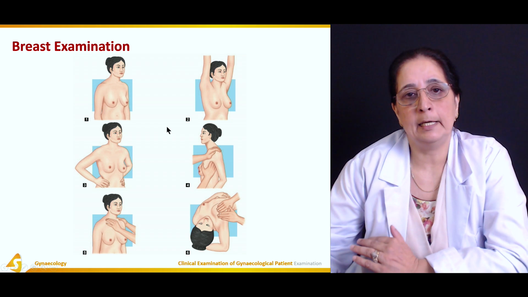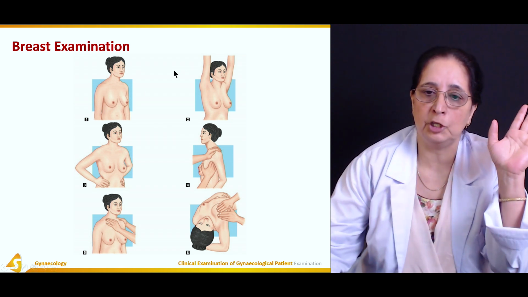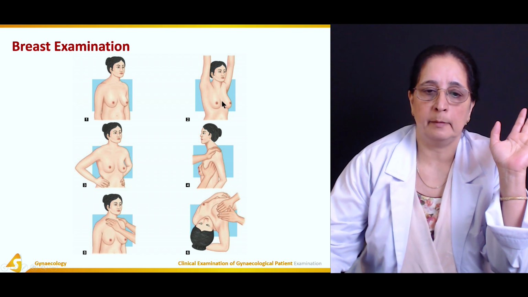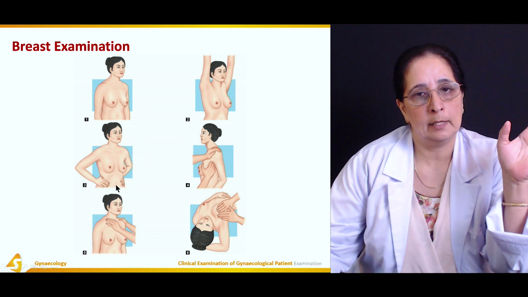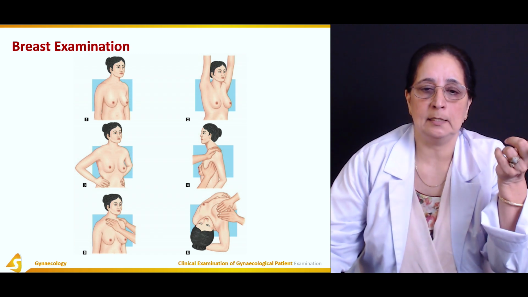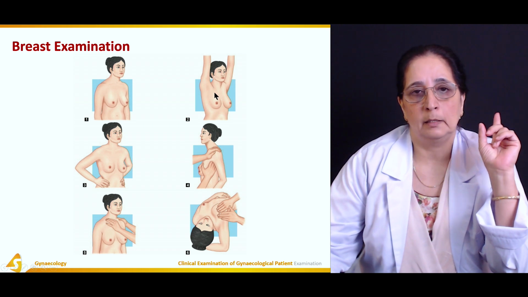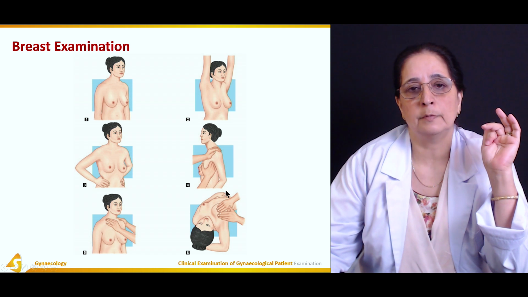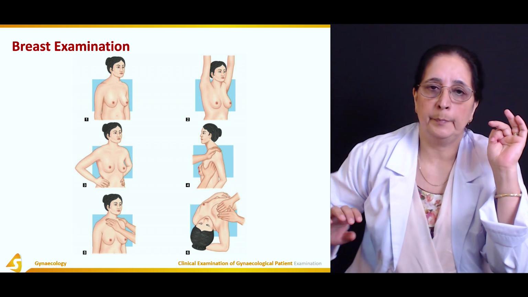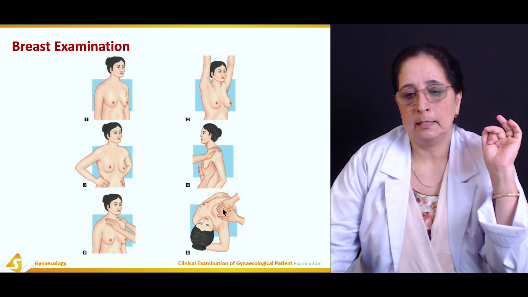So first, by keeping the arms on the side, look in the mirror. Then elevation of the arm, look in the mirror. Then by keeping the hand on the side, look in the mirror. Then repeat these steps by elevating the arm. Look in the mirror. Then by keeping the arms on the side, repeat the look in the mirror. And then lying down is important.